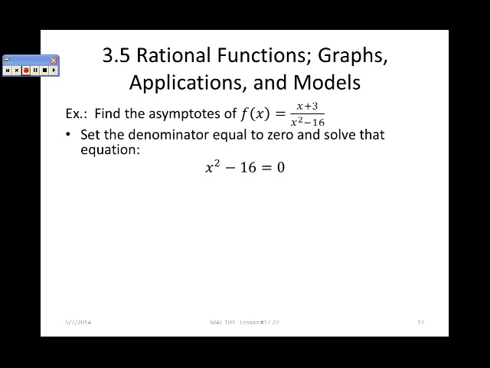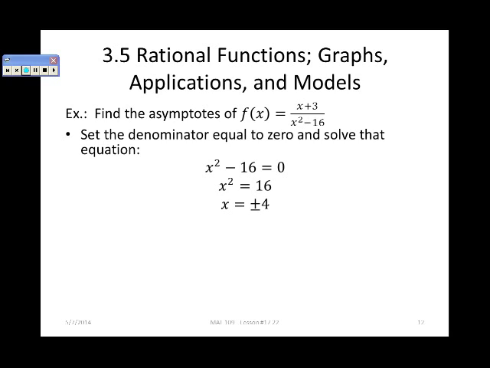Well, that's just a quadratic equation. Actually have, what, four ways to solve that? 5 if you count graphing. Easiest way is to use the square root property. Put the 16 on the other side, take the square root of both sides. And so you get x equals 4 or x equals minus 4.